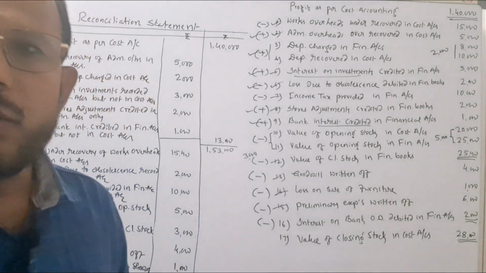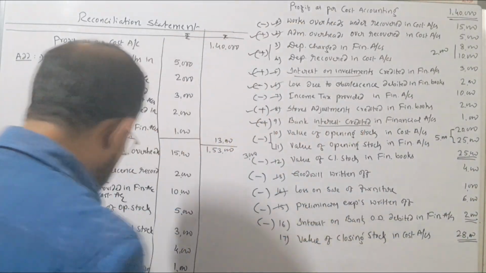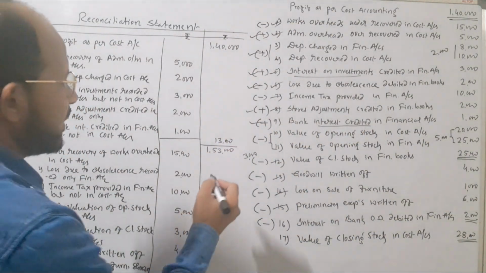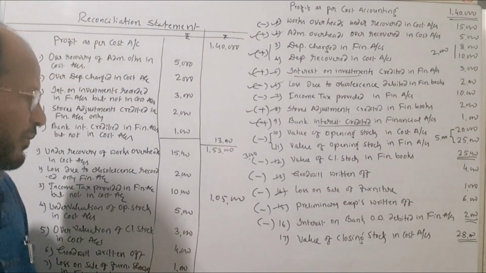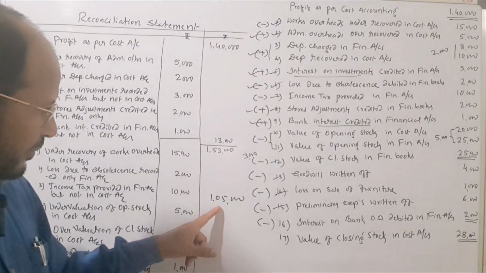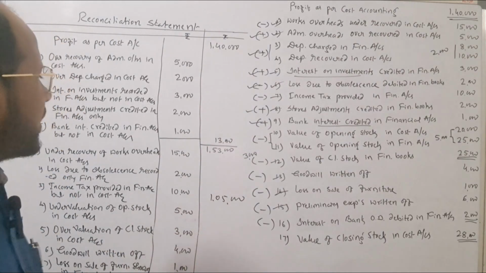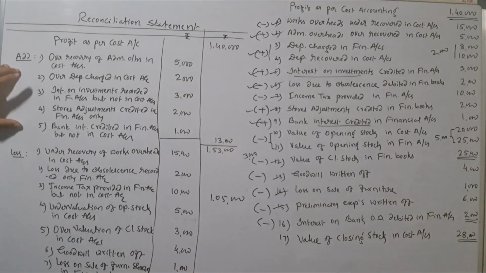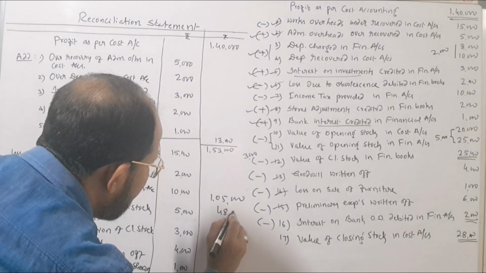See, this is the way how we have to solve the problem. Now you see here profit as per financial accounts is rupees 1,05,000. If we start from this figure, it means if we take the financial accounting profit as our base, our target will be the costing profit. Therefore, the items which are added here are to be subtracted, and the items which are subtracted are to be added. Here the total of the items which are deducted here is the 48,000. This one I am going to add.